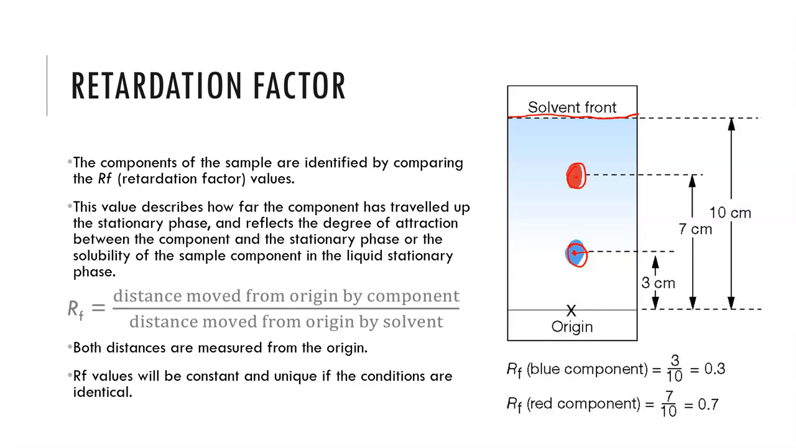The components that, if they are the same, will produce the same RF when run under the same conditions. Remembering that these must be measured from the origin and not the bottom of the plate. This is a common error, so make sure you always double check where the origin, where the sample has been placed, the distance from this to the center of the dot, divided by the distance from the origin to the solvent front. RF values are constant and unique if the conditions that we run the TLC in, or the paper chromatogram, are kept identical.